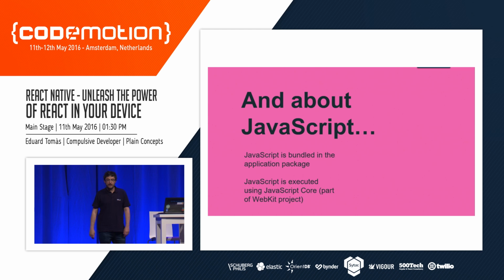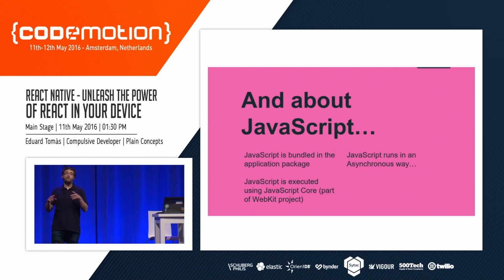JavaScriptCore is part of iOS. So every iOS device has JavaScriptCore by default. This is not the same with Android devices. So the React Native version for Android has its own version of JavaScriptCore, specifically designed for Android. JavaScript, this is important, runs in an asynchronous way, so it does not run in the same thread as the UI thread. That means that basically our UI thread won't be frozen when our JavaScript code is running. Okay? Because React Native will run our JavaScript code in another thread.